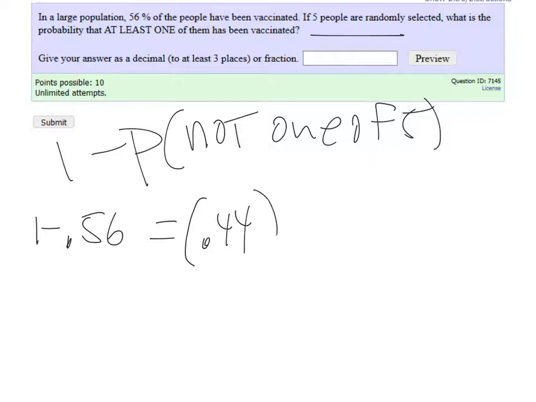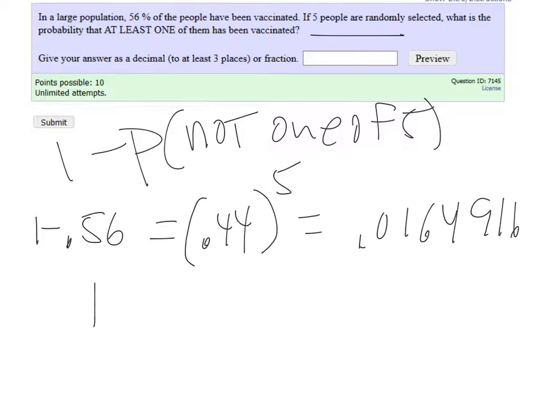So now to find the probability that all 5 of the people we pick haven't been vaccinated, we're just going to raise that to the 5th power, because it's 0.44 times 0.44 5 times, right? So 0.44 raised to the 5th, I'm getting 0.0164916, yada, yada, yada, on my calculator. Now, that's the probability that not one of the 5 were vaccinated.